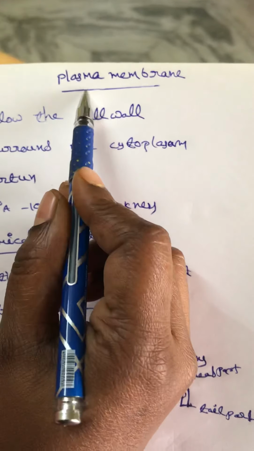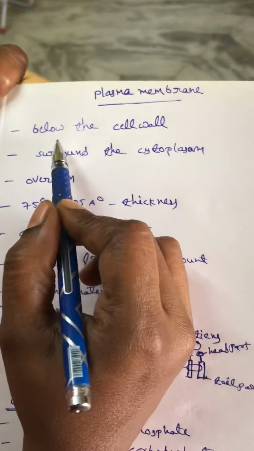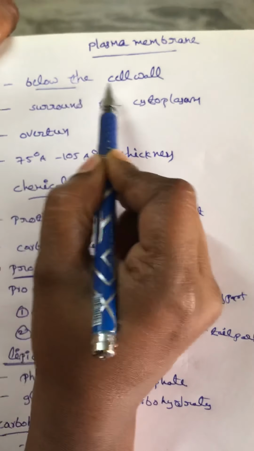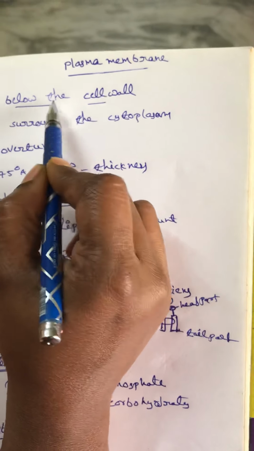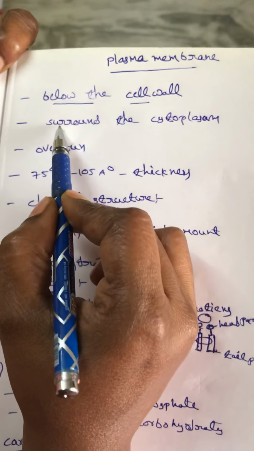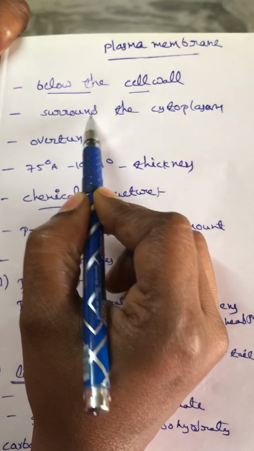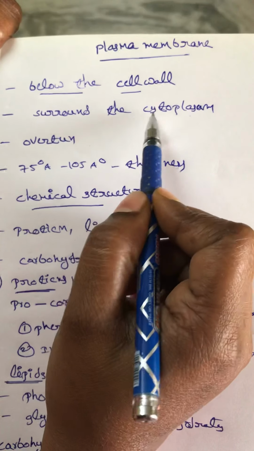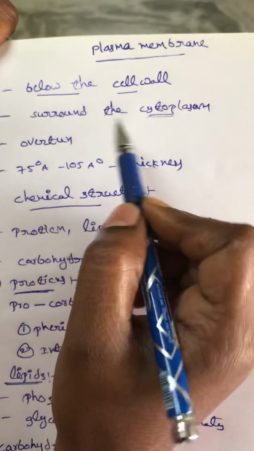Plasma membrane. First of all, the position of the plasma membrane: it is below the cell wall. Then the plasma membrane surrounds the cytoplasm of the cell.